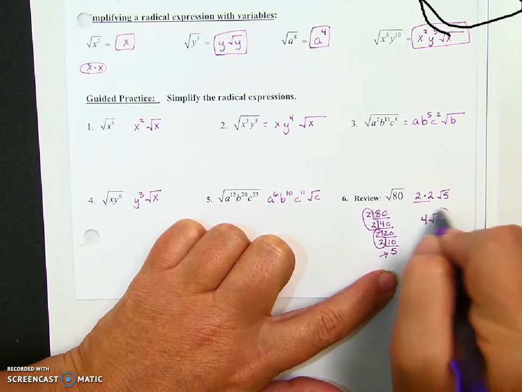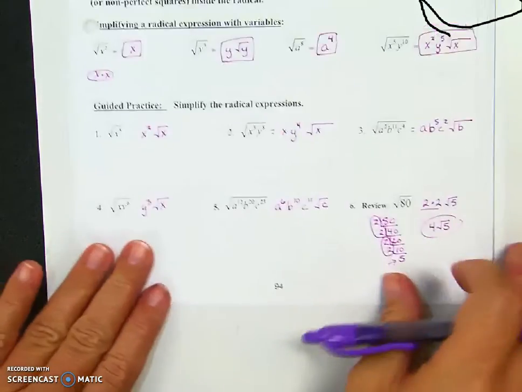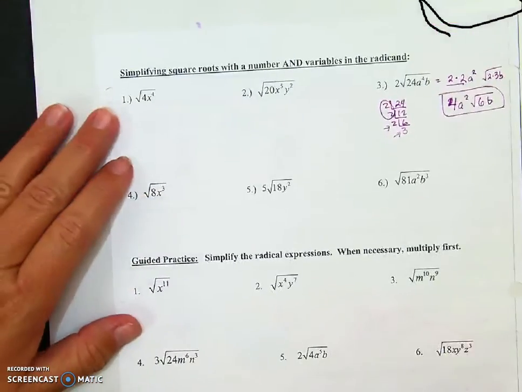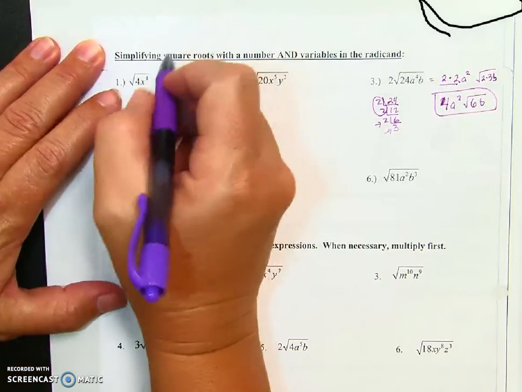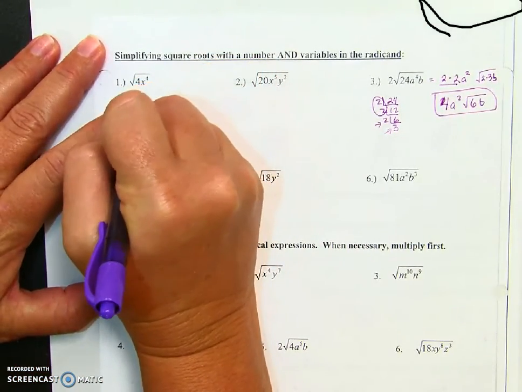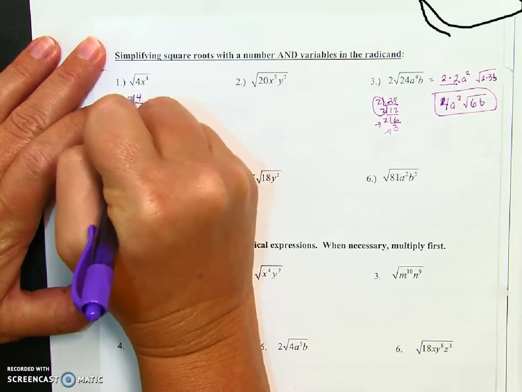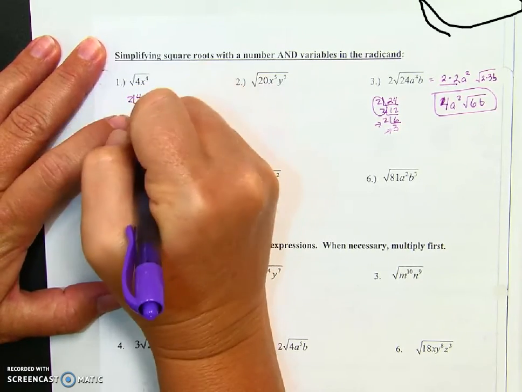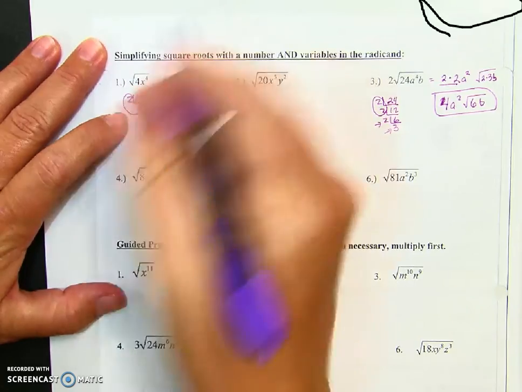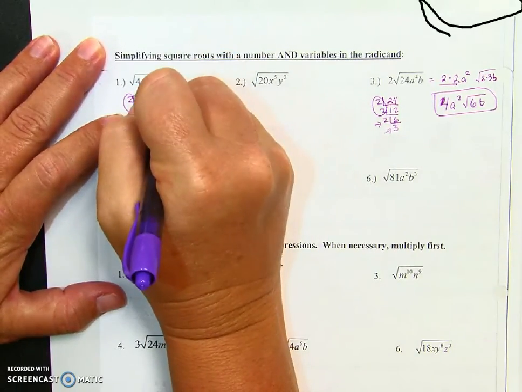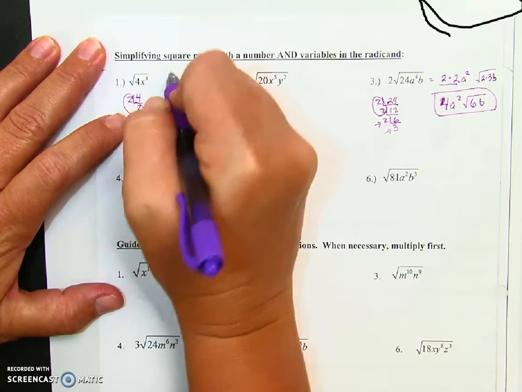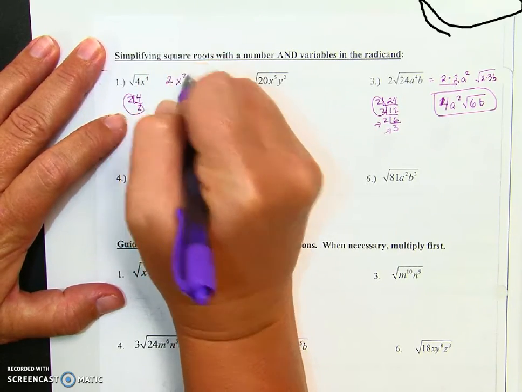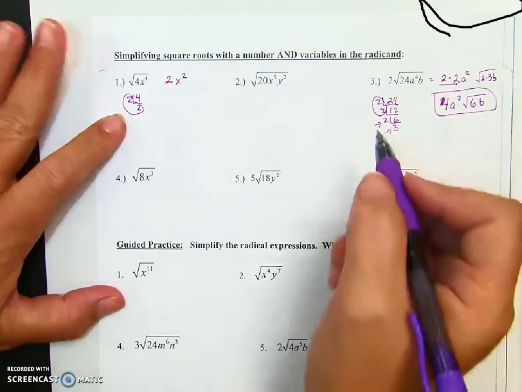Okay, on the back side, at the top here, you're going to do numbers and variables. So 4 divided by 2 is 2. Okay, so y'all should know that the square root of 4 is 2, but if not, that's okay. We break it down. So we have a 2 on the outside, and then 2 goes into 4 twice, so we have 2 pairs of x's, and there's nothing left for the inside.